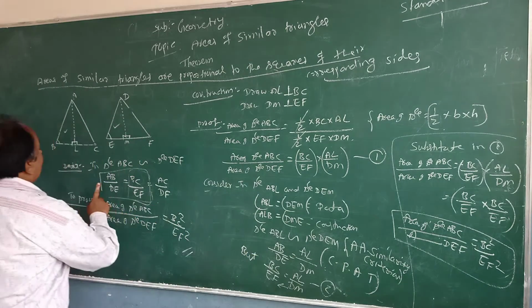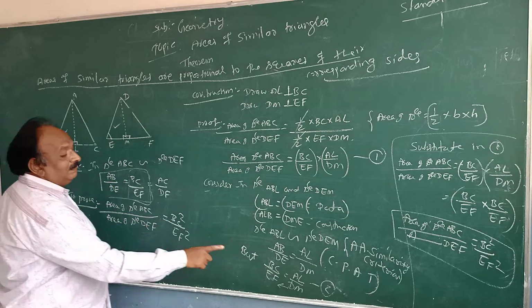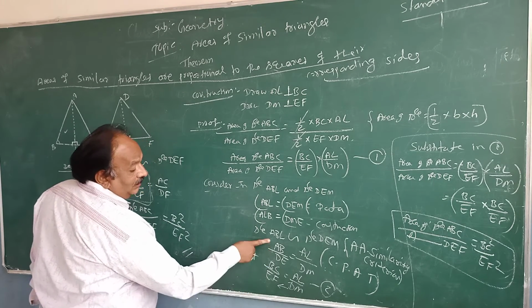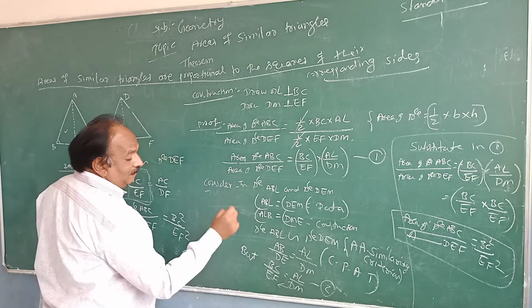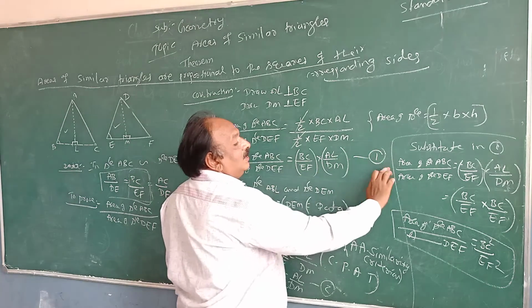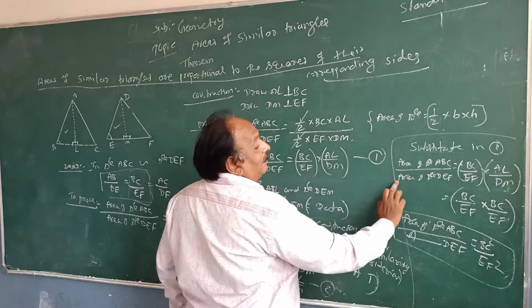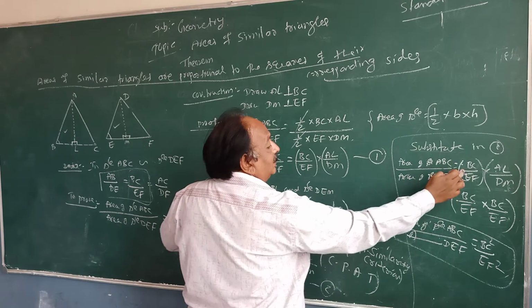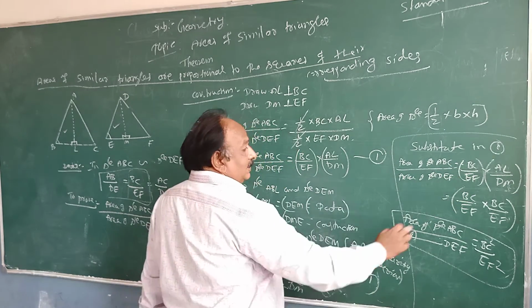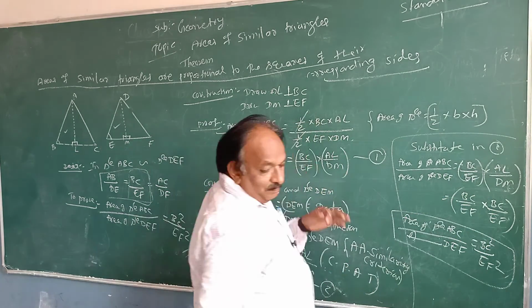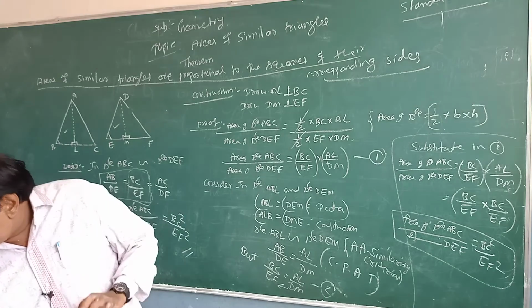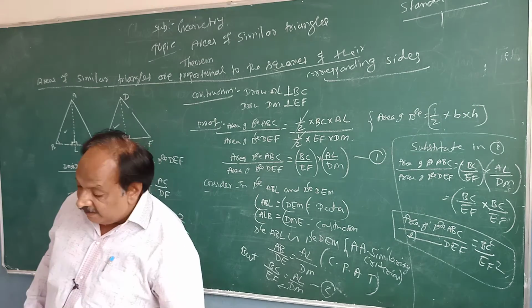But in the data, AB by DE is equal to what we have written? BC by EF. In place of AB by DE, we are going to put BC by EF. Substitute in 1: area of triangle ABC by area of triangle DEF is BC by EF into AL by DM. AL by DM is equal to BC by EF, so it is BC square by EF square.